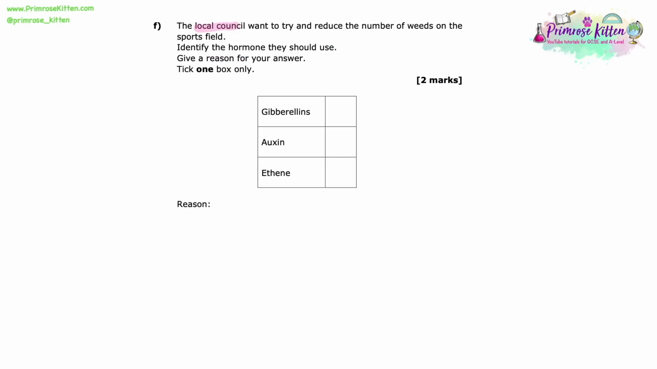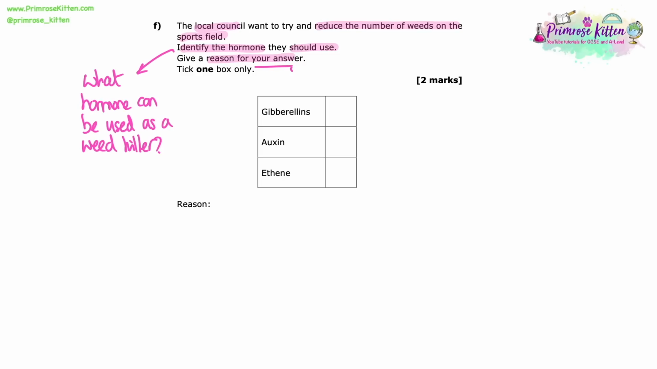The local council want to try and reduce the number of weeds on the sports field. Identify the hormone they should use and give a reason for your answer. So this is a long way of saying what hormone can be used as a weed killer, because they're using it to kill the weeds. And we need to give a reason. So we need to explain why that particular hormone can be used as a weed killer. So what does it do to the weeds?